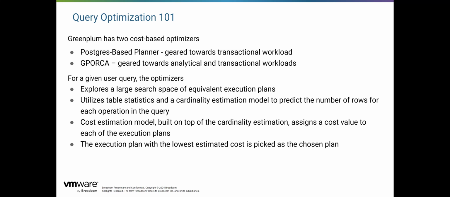How does the optimizer work? It explores a large search space and comes up with equivalent execution plans, then uses statistics and a cardinality estimation model to predict the number of rows at each operation. Based on that, we can estimate the cost. Finally, you pick the plan with the lowest cost among the search space. That's how both optimizers work in short.